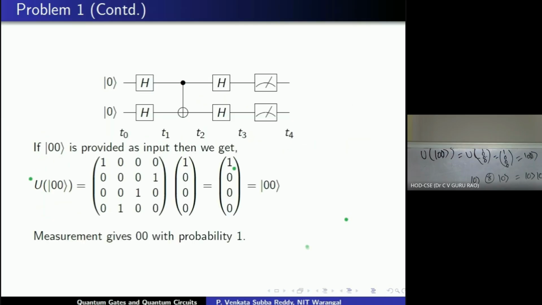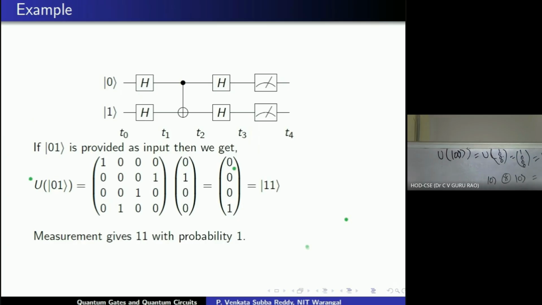See, U on ket 00. U is this matrix. Ket 00 is this. Now what is U on ket 01? U is the same matrix. Ket 01 is, and now what I am saying is, this is some matrix, this is our column vector. Second entry 1 is there. After multiplying the second column, you get it as the answer. That's what I am saying.